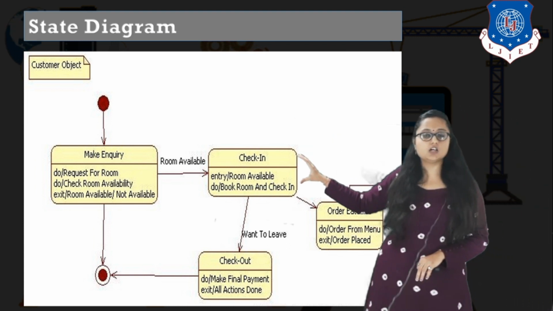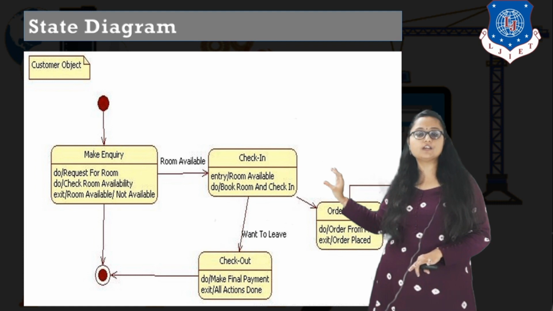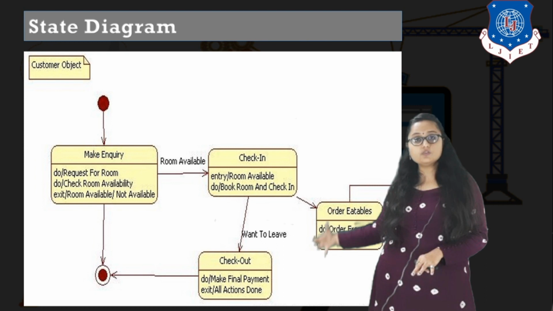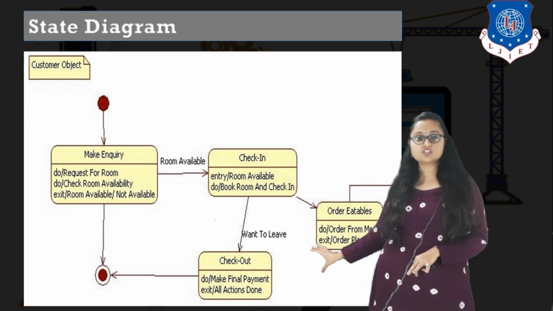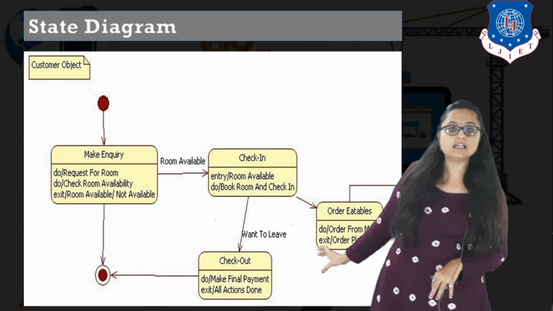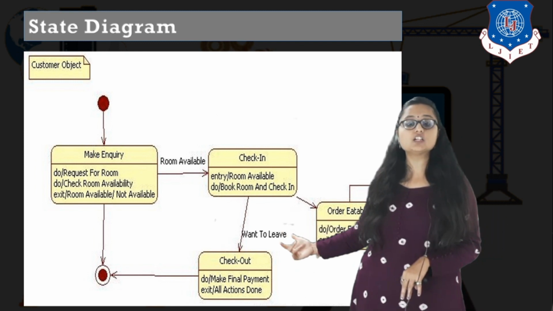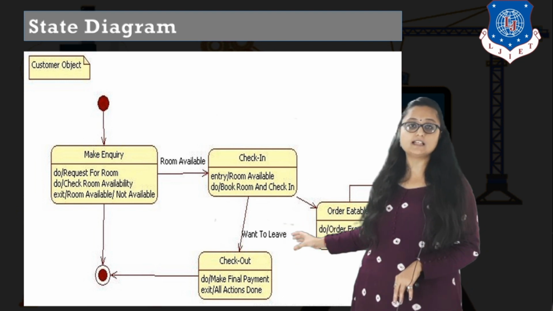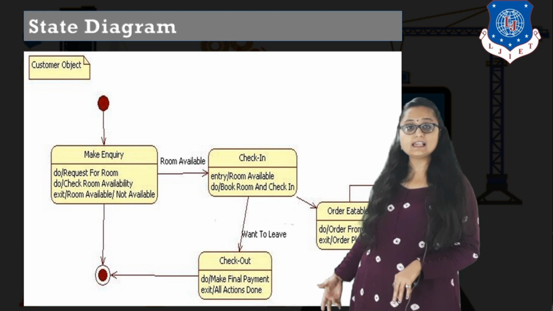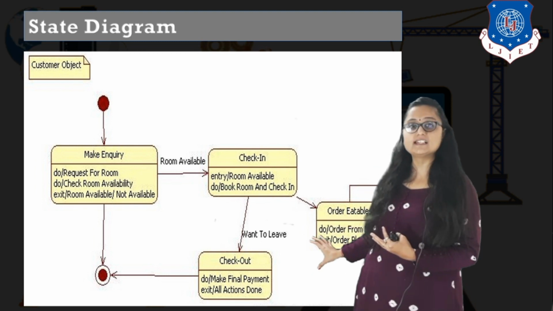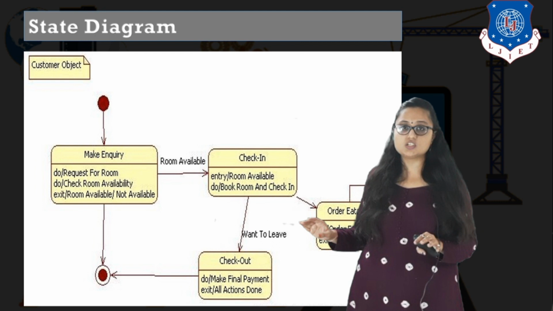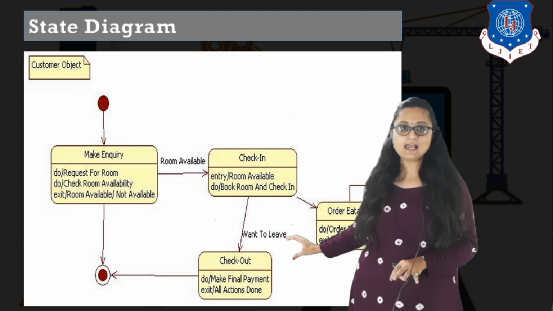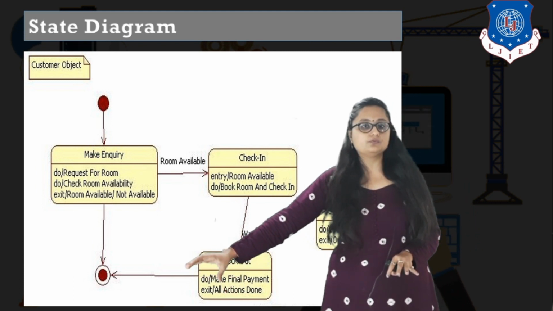The next is also from the check-in state. If you want to leave, that is the activity or action which is performed, you will jump to the checkout state. In the checkout state again you have two conditions, the do condition as well as the exit condition. In the do condition you will have the current activity that you are performing while you are in the checkout state, that is you are making the final payment. And the exit condition means when will you exit from checkout: when all the actions related to checkout are done, you will exit from the checkout state and you are ending the process, right?